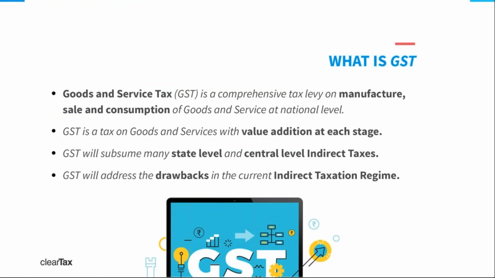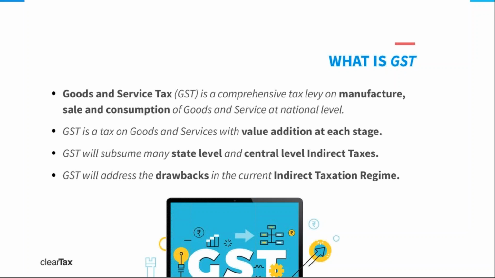Coming on to the overview of goods and service tax for those who have joined for the first time. GST is a comprehensive tax levy on manufacture, sale, and consumption. Now, in a nutshell, it is easily said that it's a comprehensive tax. But why is it comprehensive? So we need to break this definition up.